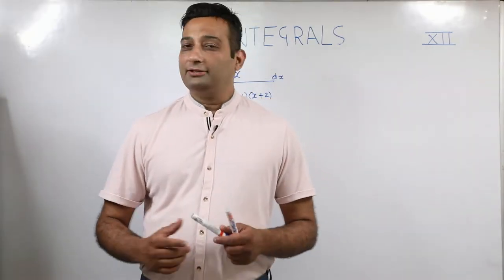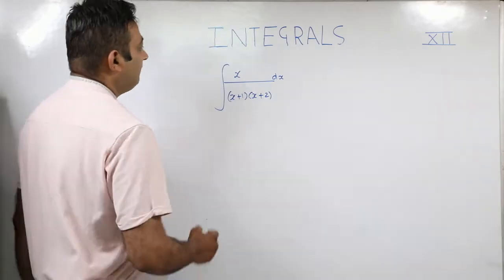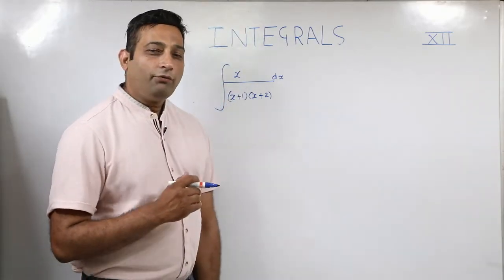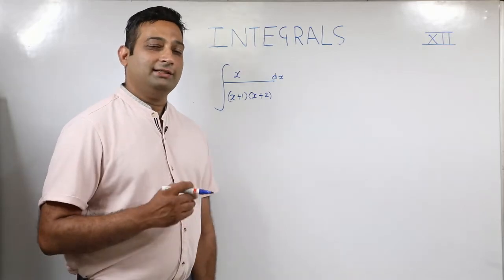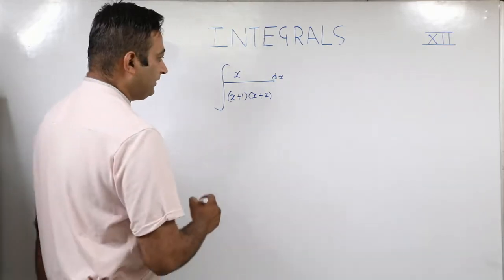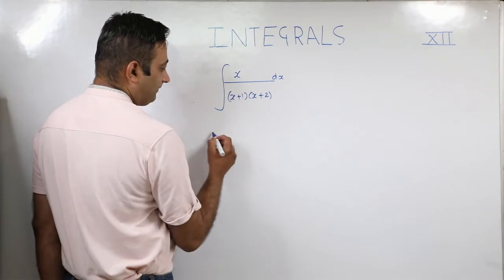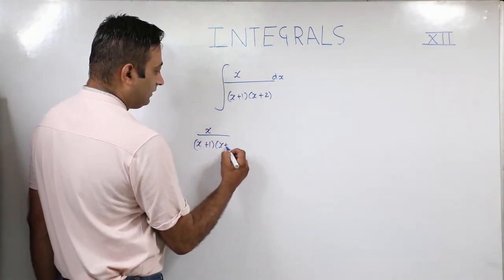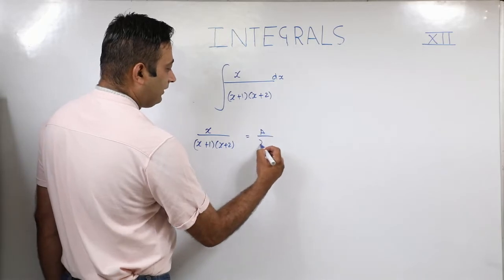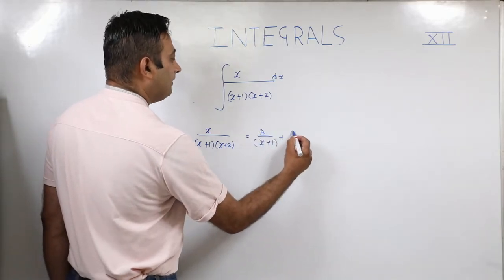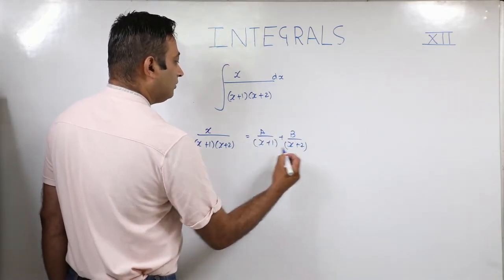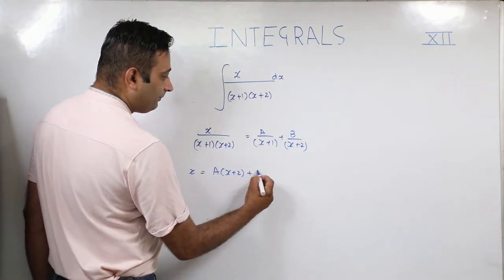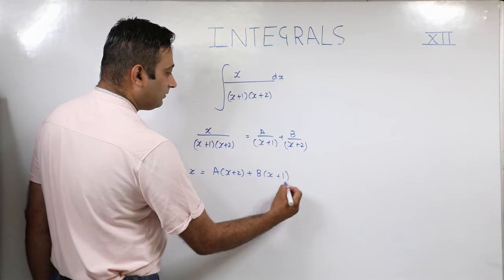So dear students, let us solve some more problems. We have x upon x plus 1 into x plus 2. Now we can see that the degree of the numerator is less than the degree of the denominator. Now we'll use the partial fractions. We will rearrange these terms to get a upon x plus 1 plus b upon x plus 2. Now we'll cross multiply to get a into x plus 2 plus b into x plus 1.